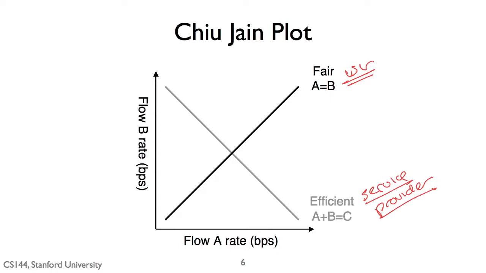And so what we'd like is a congestion control algorithm that causes, starting wherever we are in this design, where we pick some random point, flow A and flow B to gravitate towards this desired point in the center, where we are fair and efficient. We're fully utilizing the link.